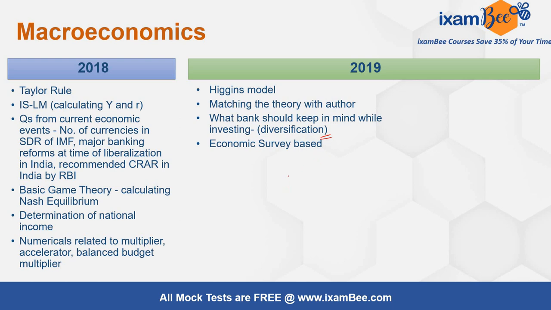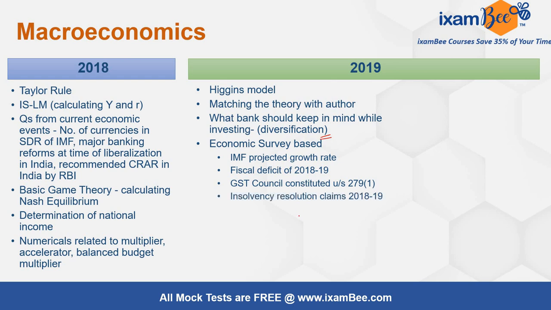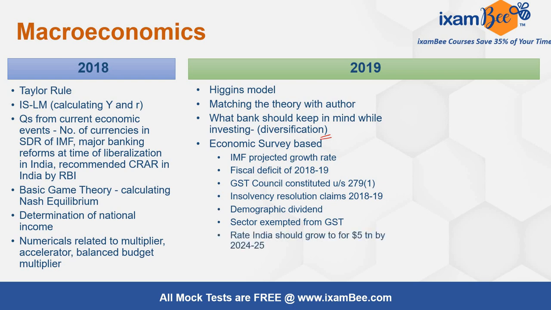Then in 2019, there were a lot of data-based questions from the economic survey. They asked what the IMF had projected as the growth rate for India, what fiscal deficit was budgeted for 18-19, under which section the GST Council was constituted, the total insolvency resolution claims made in 18-19, the demographic dividend data mentioned in the economic survey, and the sectors that were exempted from GST, and the rate.